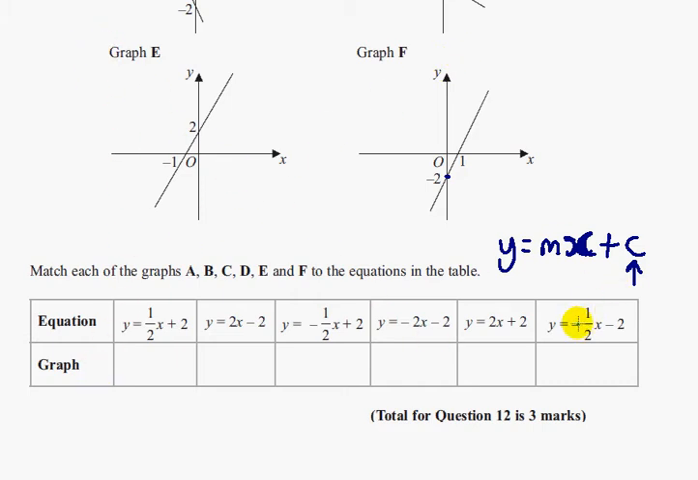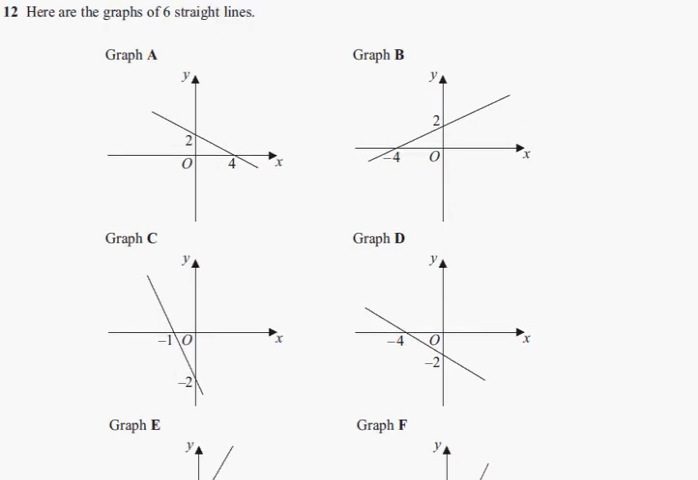So let's look at all the ones with a negative m, a negative gradient. That's this one here, this one here, and this one here. There's only 3, luckily. One of them has a positive 2 intercept, and the other 2 have minus 2 and minus 2 as their y-intercepts. So let's have a look at the graphs. There's only 3 graphs with negative gradients. That's A, C, and D.